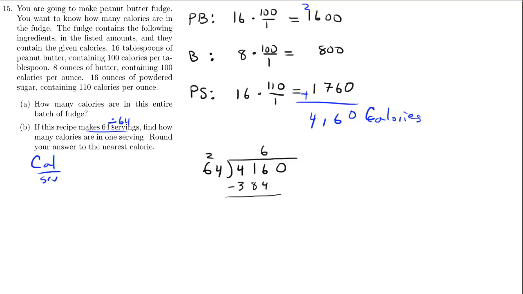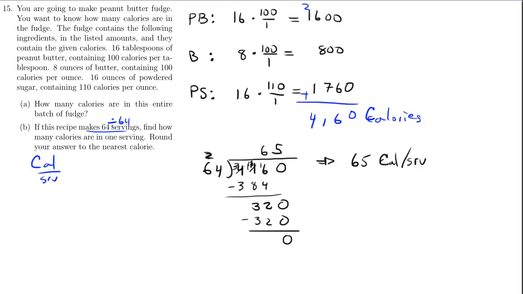We subtract to get 10, oops, 11 there. So that's 2, 3, and 0. So then 320. I believe 5 is the correct amount there. 20, 32, 0. So that tells me for part B, 65 capital C calories per serving.